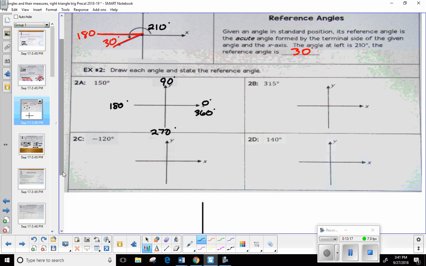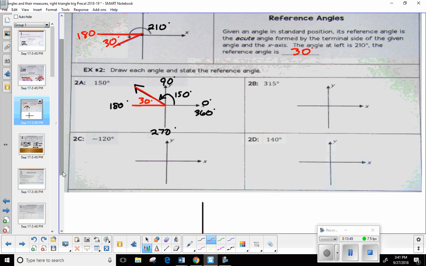So yeah, I'm going to say 150 is probably going to be right about here. 150 degrees. Again, a reference angle is always created using the terminal side and the closest x-axis. So how far away am I from 180? 30. So this reference angle would be 30 degrees, just like the previous one. Okay. Let's try 2B.